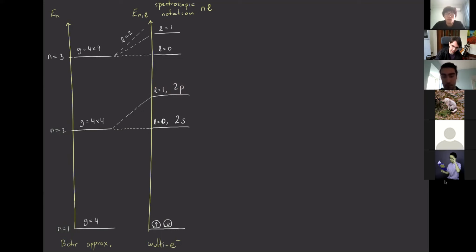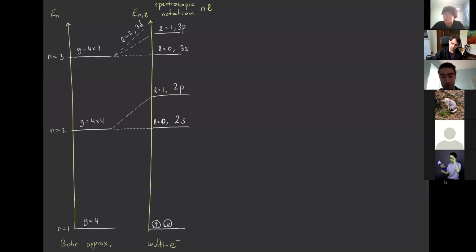And we can do the same for all the rest. So this one here would be 3S, this one here would be P, so 3P, this one here would be 3D, okay? And this is the type of spectroscopic notation that I'm pretty sure you have seen already somewhere. Okay, so then you see that adding more electrons already makes the spectrum more complicated and it lifts some degeneracies.